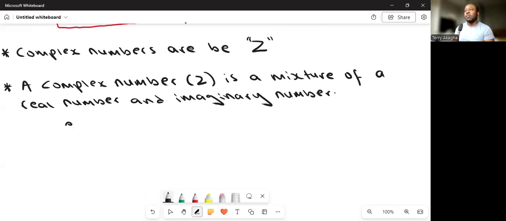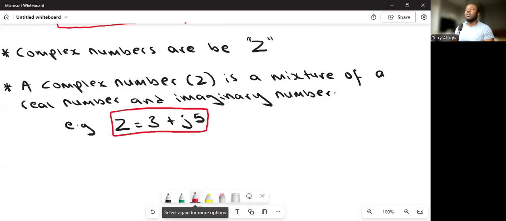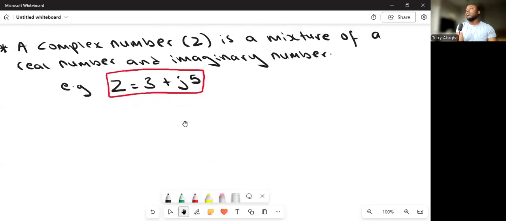Okay, so for example, you can have a complex number like 3 plus J5. Are you seeing it? So it's a mixture of both real numbers and imaginary numbers. Now, if you look at this carefully, in this example, the real number is 3, while the imaginary number here is 5.